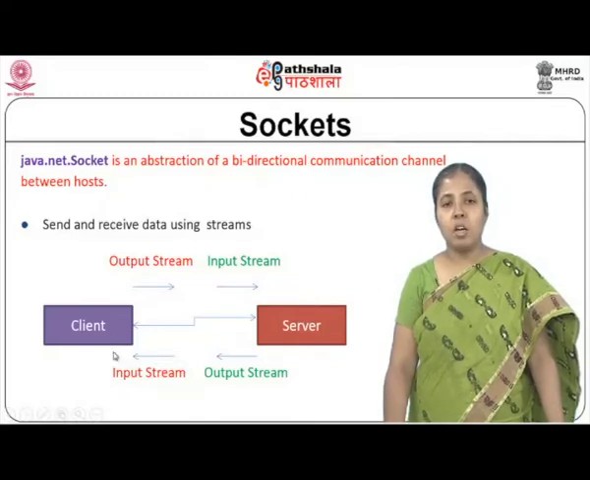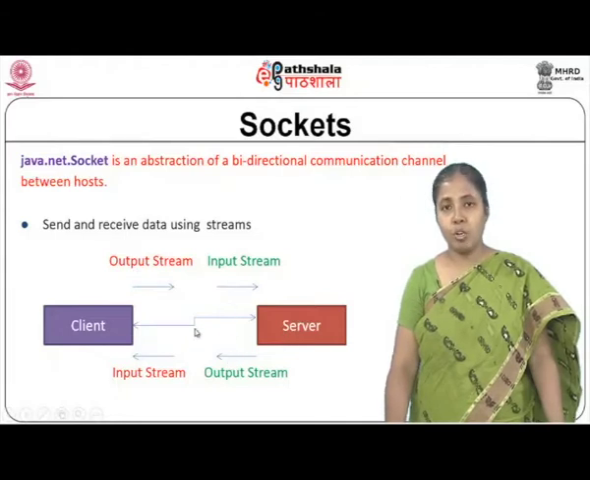Now, you can see how we can send and receive data using streams. As I told you, we have two entities. One machine would be called the client and the other one would be called the server, and there would be an input stream and output stream associated with both the entities. An input stream is for reading data into the server and an output stream is for sending some information from the server. So, each of these two entities has to have an input stream and an output stream.